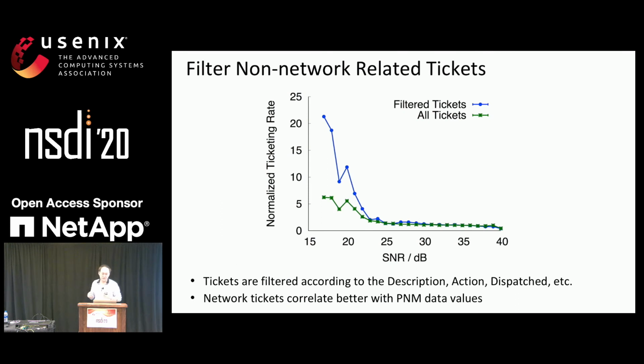To overcome the first challenge, we filter out the non-network-related tickets using the ticket fields, such as the description, action, and dispatched. For example, if we see a ticket with the action as customer education, that means the ISP simply resolved the ticket by educating the customer over the phone. So it is very unlikely to be a network-relevant ticket. From this figure, we can see that after the tickets are filtered, the filtered tickets have an even stronger correlation with the network faults. That's why we use these filtered tickets as the stronger ground truth in our model.